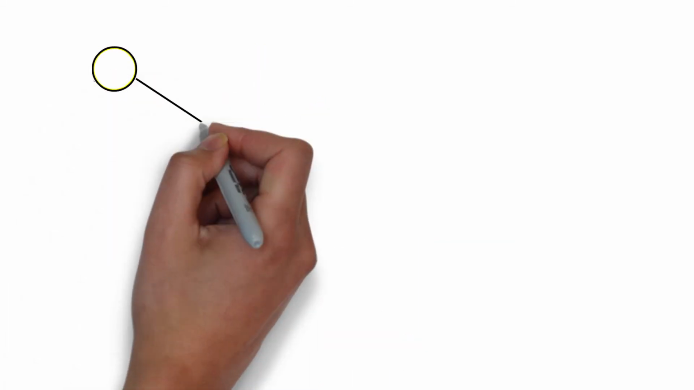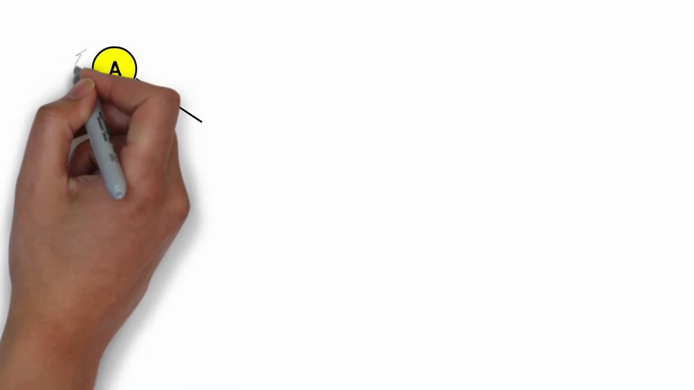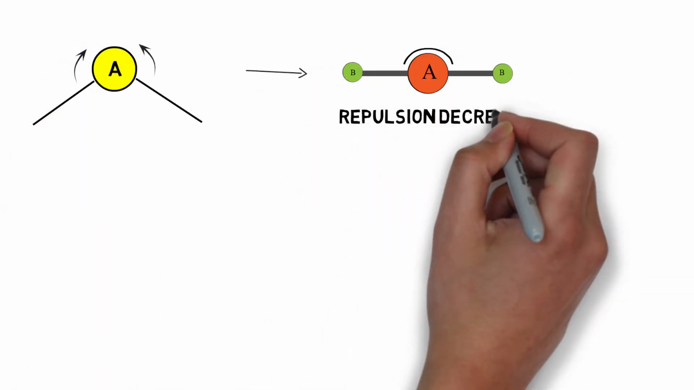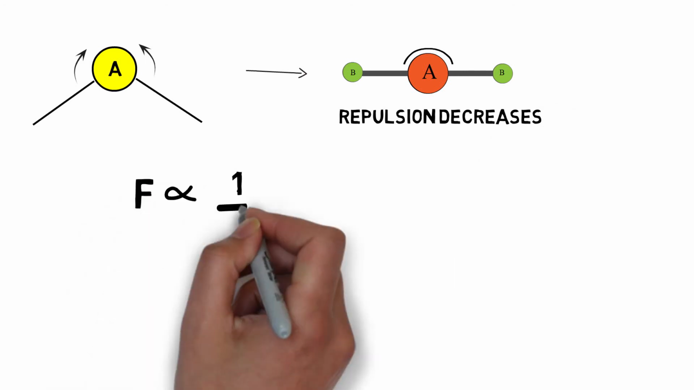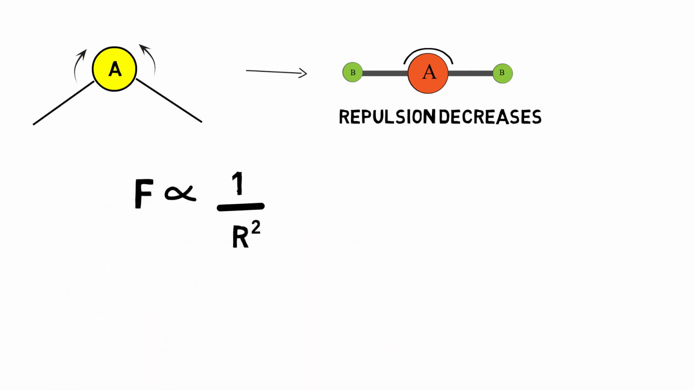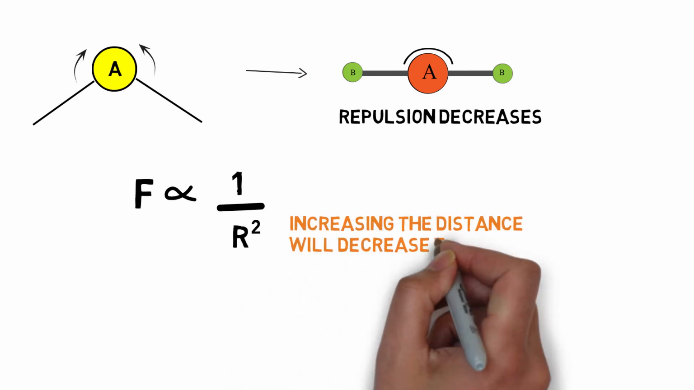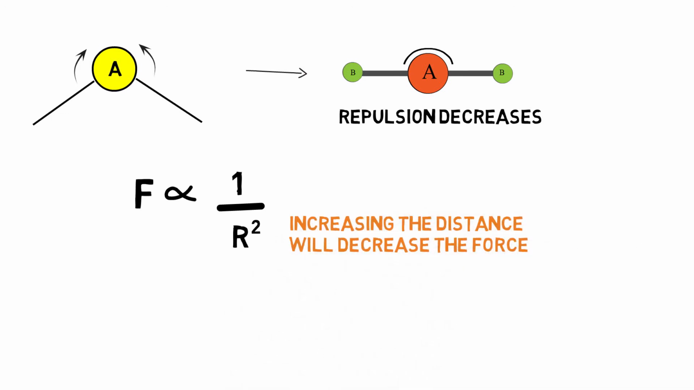The next postulate of VSEPR theory says that as the bond angle increases, the repulsion between the two bonds will decrease, and this is very obvious because in Coulomb's law, the force between two charges is inversely proportional to the distance between them.